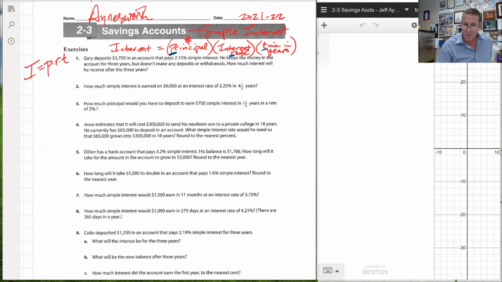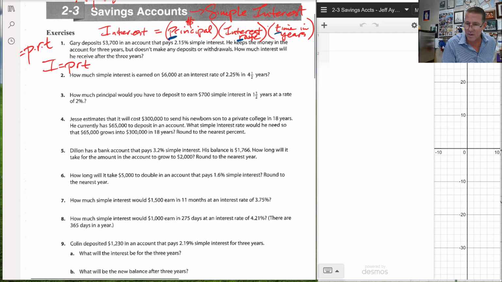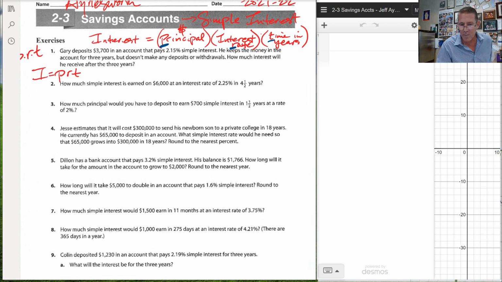So I is equal to PRT. Let me write it down here so I can expand this. Number 1: Gary deposits $3,700 into an account that pays 2.15% simple interest. Notice the words simple interest. That's important. So already I know, let's write down what we know. I know the principal in the account, P, is $3,700. I know that the interest rate, R, is 2.15%.